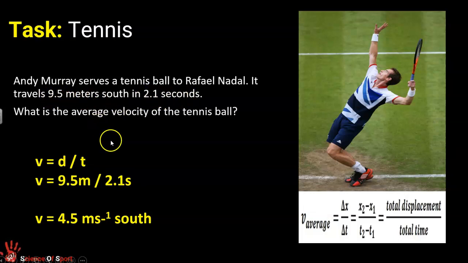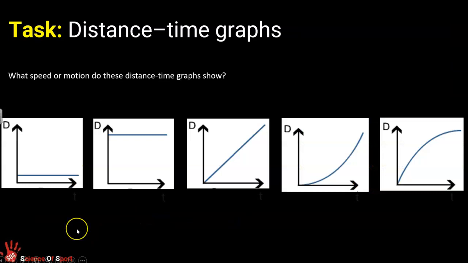What's the average velocity of the tennis ball? So we need to do displacement over time. So we do 9.5 meters over 2.1 seconds and it gives us a velocity of 4.5 meters per second with our directional reference south. Again, not realistic.